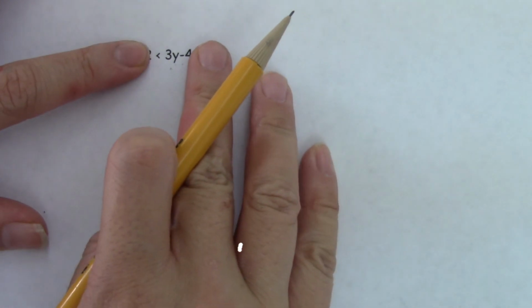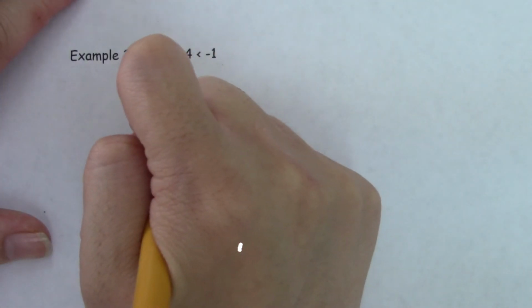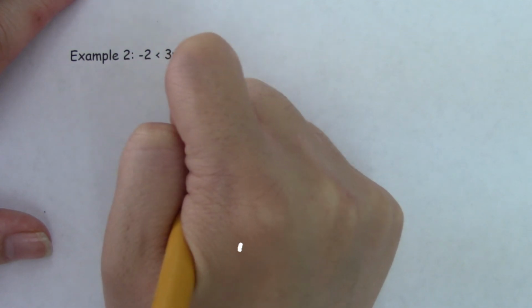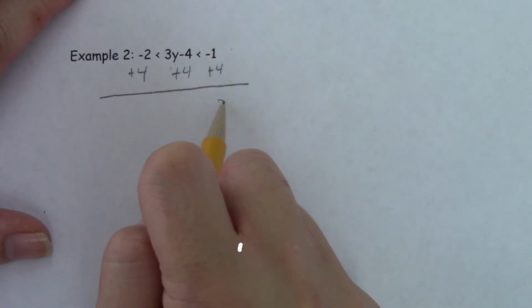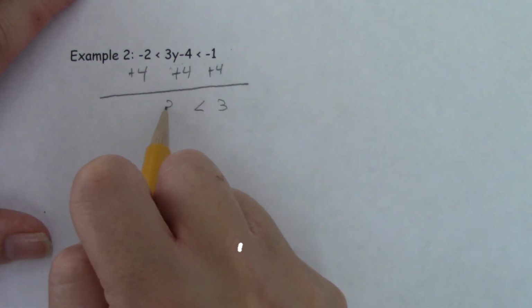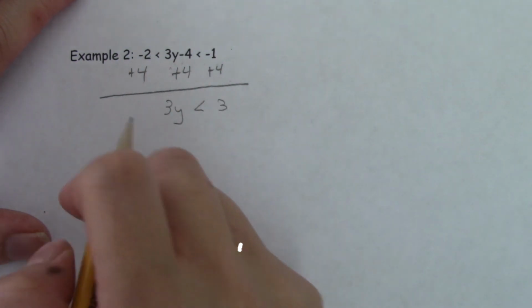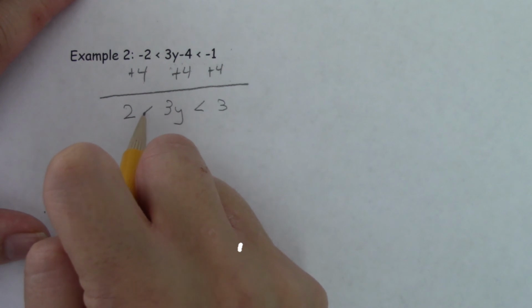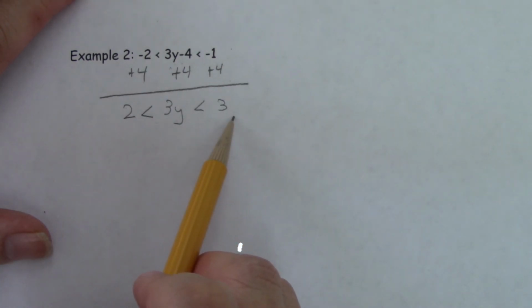To get y by itself, I'm going to look at just this piece. I'm going to first have to add 4. Add 4 over here, add 4 over here, and add 4 over here. Don't forget to put a line underneath. Negative 1 plus 4 is just 3. I have 3y over here. And then negative 2 plus 4 is just 2. So I have 3y is greater than 2 and less than 3.